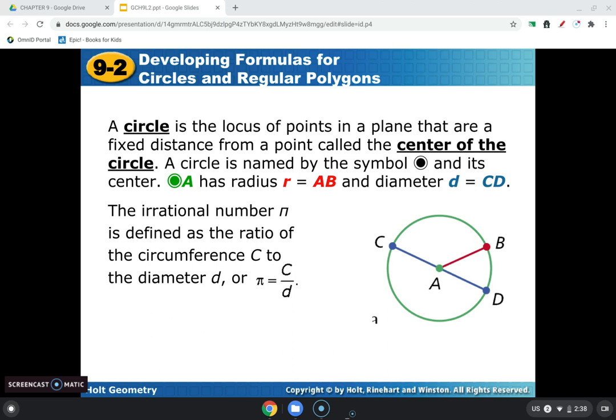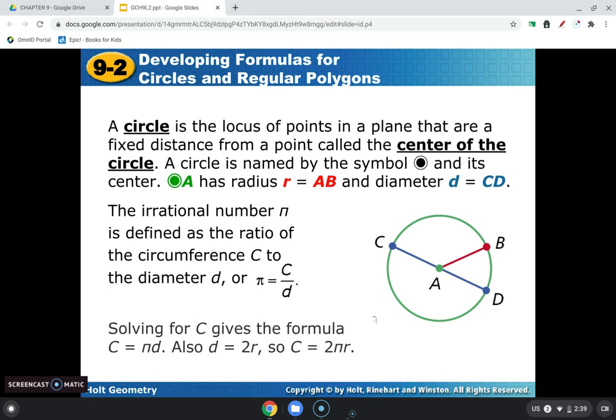This is Geometry Lesson 9.2, developing formulas for circles and regular polygons. We've learned about circles here. A circle is a locus of all points in a plane that are a fixed distance from a given point, called the center of the circle. You've got the radius and the diameter.